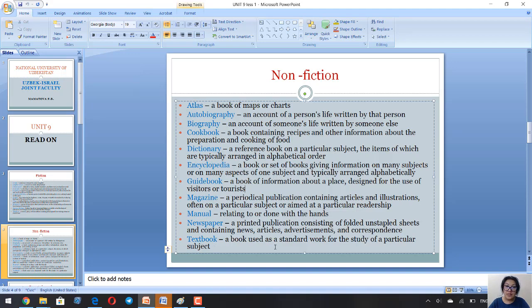The next, newspaper, a printed publication consisting of folded, unstapled sheets and containing news, articles, advertisements, and correspondence. In a newspaper, you can find mostly news. It comes from the word news. Textbook, a book used as a standard work for the study of a particular subject. Our book Gateway is a textbook. There you will find the information about grammar, topics, and some exercises to fix all these topics. It's based on our academic year's plan from curricula.